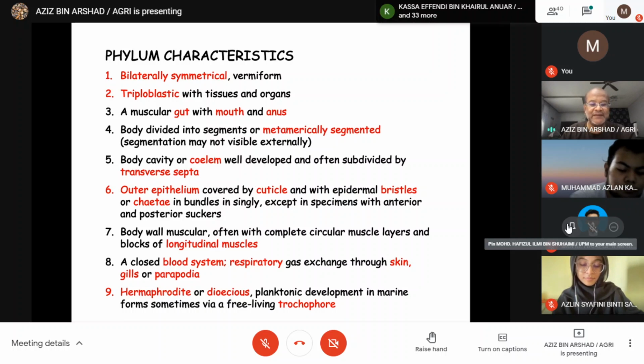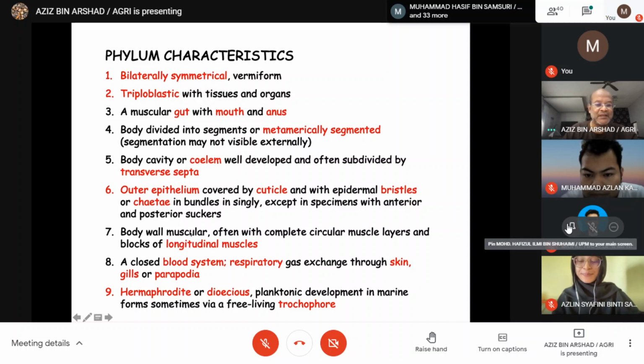The outer epithelium is covered by cuticle, with bristles or setae, in bundles or single, except in specimens with anterior and posterior suckers, like the leech. But the oligochaetes and polychaetes normally have bristles or setae. The body wall is muscular, and they move by the use of circular muscle and longitudinal muscle. Like the earthworm, they move using the body muscle layer.